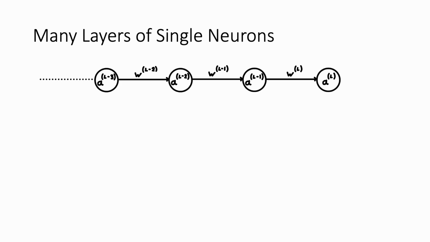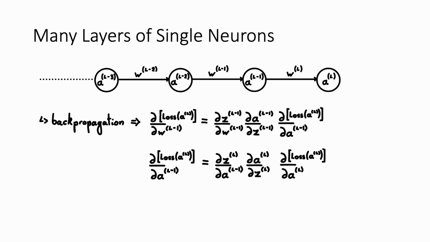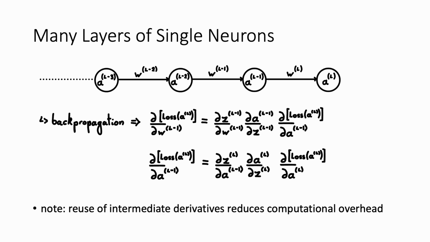Now, considering many layers of single neurons, the same maths applies for the weight connecting to the final layer. Through backpropagation / the chain rule, we can also express the derivative of the loss function with respect to the previous weight through the multiplication of intermediate derivatives. We can see that some of these derivatives have been used in the previous calculation. In backpropagation, the reuse of these derivatives reduces the computational overhead required.